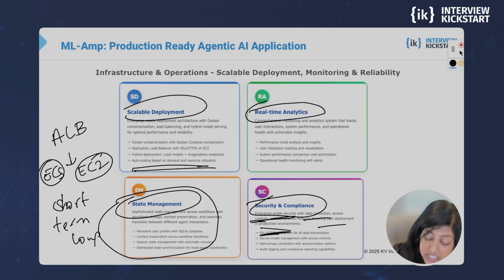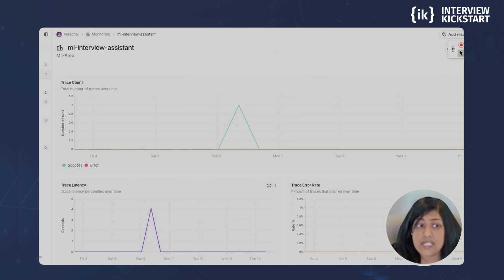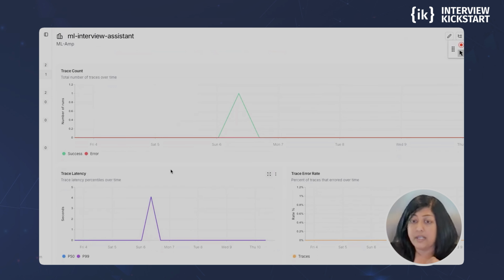And then I have the real-time analytics to show the performance, in terms of how the agentic workflows are working together, along with operational health monitoring with alerts. I've used LangSmith for this, and I wanted to quickly show you. This is my ML interview assistant, and the monitors that I've set up for it. Currently, it's sparse, but this is the initial setup. In my next iteration, this will be much better. But the framework is laid, and I've laid the foundations to get it production ready.